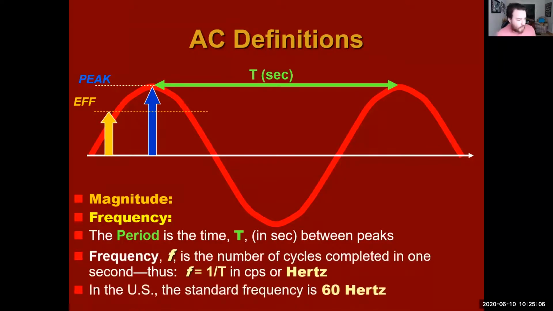Frequency is the number of cycles completed in 1 second. All right. So frequency is equal to 1 over T, and that's measured in hertz. So the standard frequency in the United States is 60.